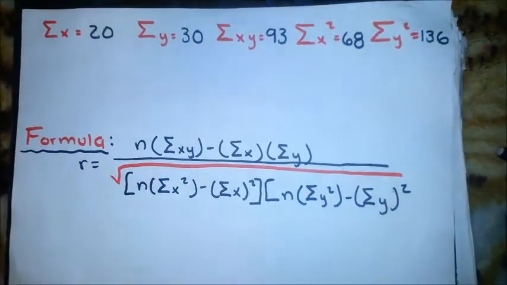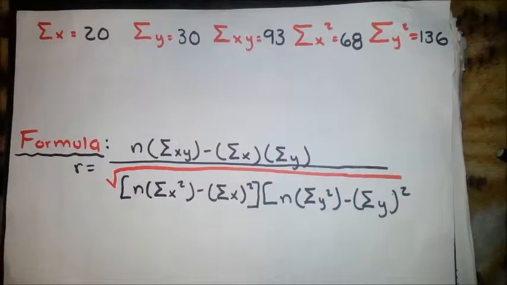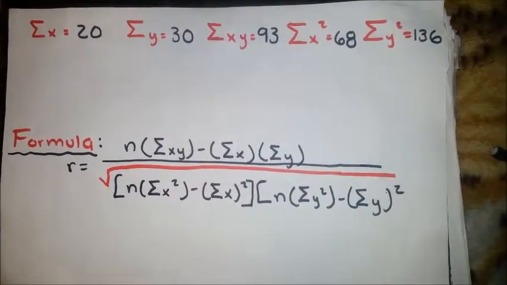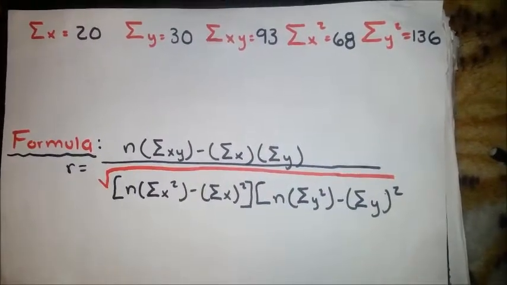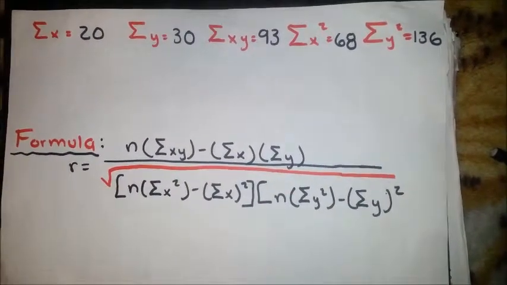The following are the results from the previous chart, where the total amount of X equals 20, the total amount of Y equals 30, the total amount of XY equals 93, the total amount of X squared equals 68, and the total amount of Y squared equals 136.